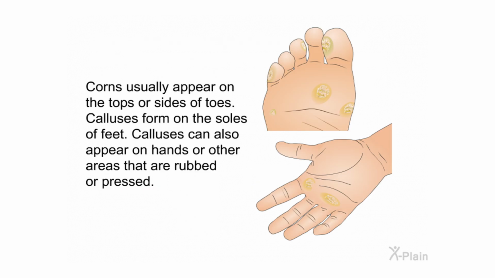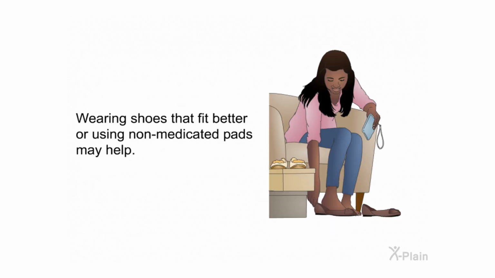Corns usually appear on the tops or sides of toes. Calluses form on the soles of feet. Calluses can also appear on hands or other areas that are rubbed or pressed. Wearing shoes that fit better or using non-medicated pads may help.